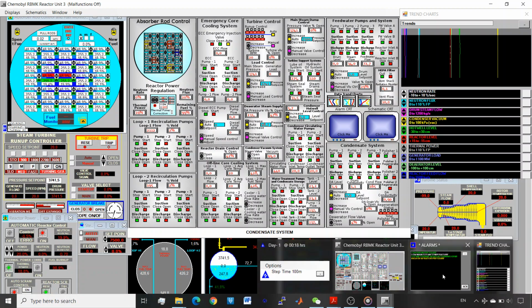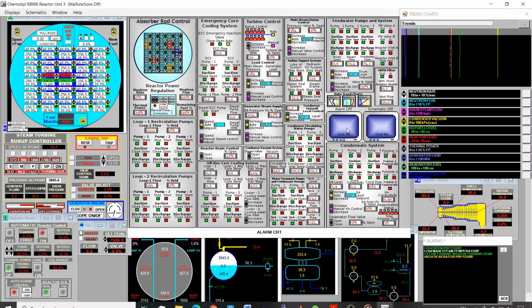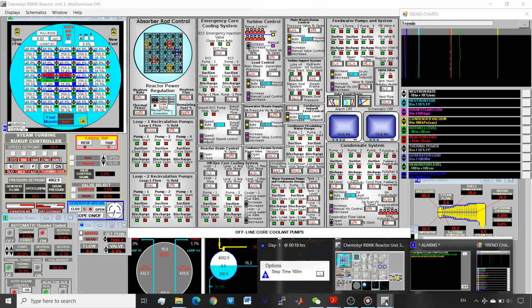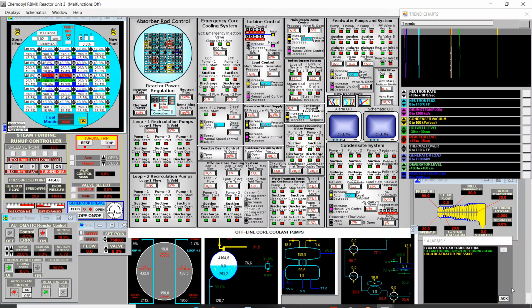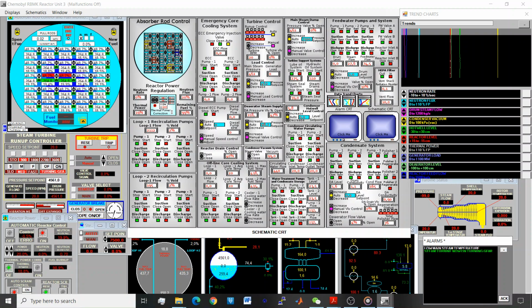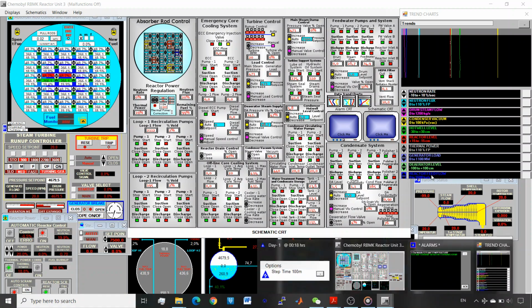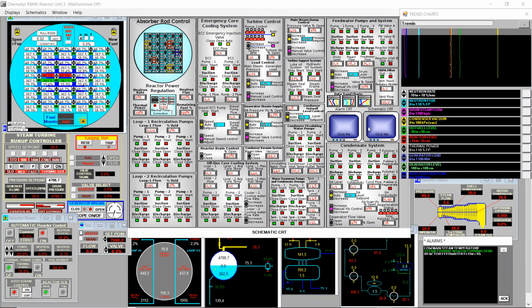Where is it? The drum pressure is at 4000. And I don't know why I cannot open the schematic. I don't like that. Strange. Okay, anyway.